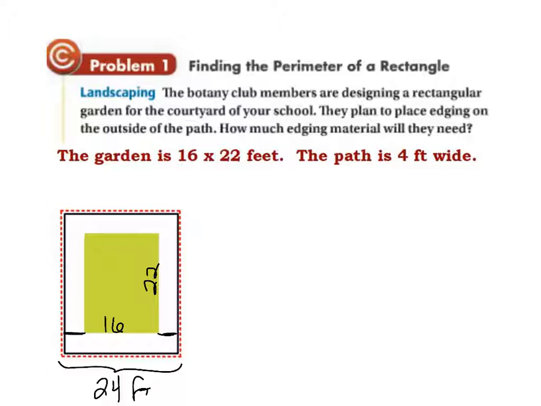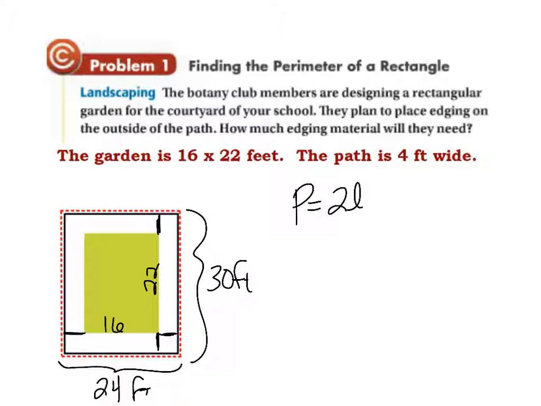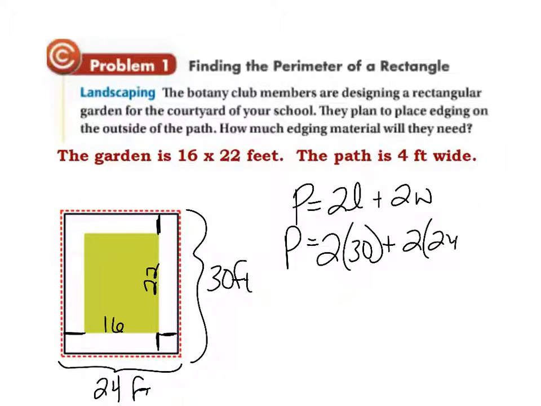Alright, and then we would do the same thing here. How long do you think that edging would be? Okay, you've got your 22 plus the 4 feet on both sides of the path, so that ends up being 30 feet. Once you have that figured out, you can use your formula. You're looking for perimeter. The perimeter of a rectangle is 2L plus 2W. So I'm looking at 2 times my length, which I'm going to call 30, plus 2 times my width, which is 24.